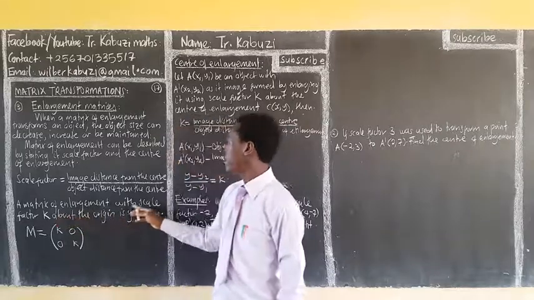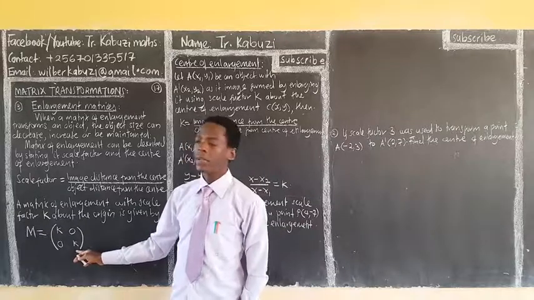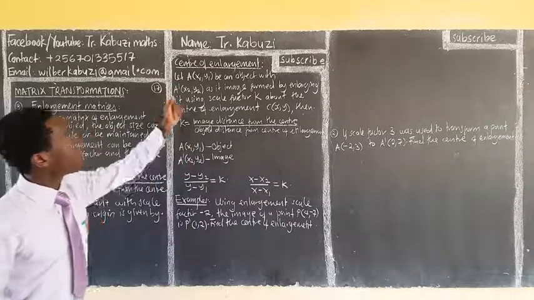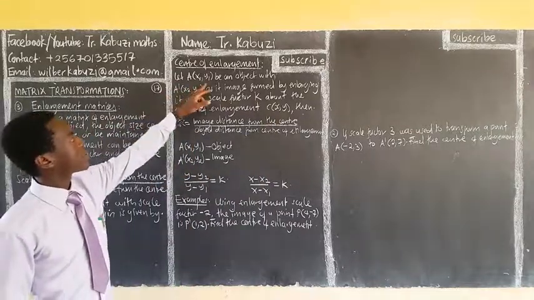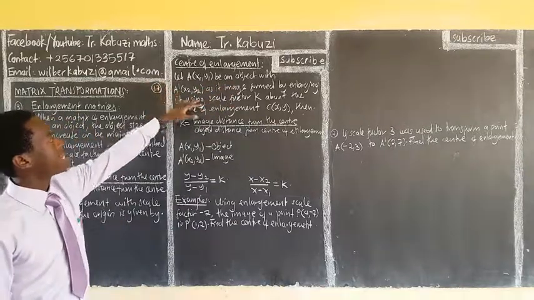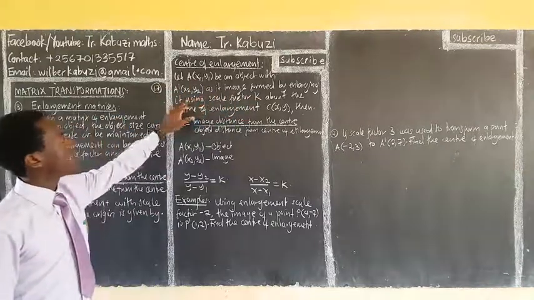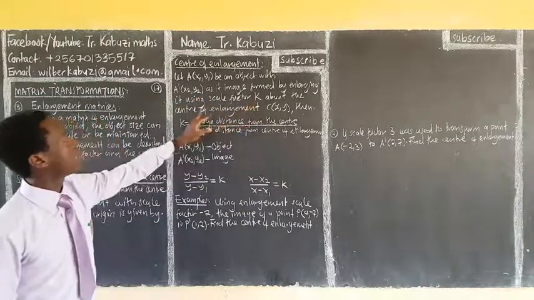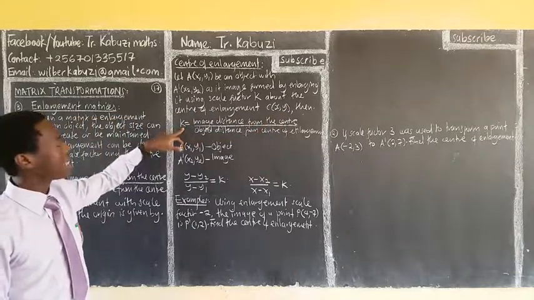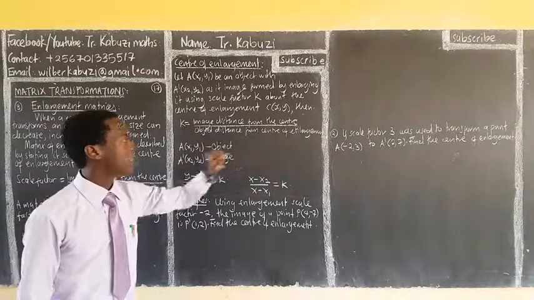A matrix of enlargement with scale factor k about the origin is given by this; this is how we state the matrix of transformation with scale factor k. So then, the center of enlargement. If A(x1, y1) is an object with A' as its image, formed by enlarging it using a scale factor k about the center of enlargement C(x, y), then k, the scale factor, is equal to the image distance from the center over the object distance from the center of enlargement.